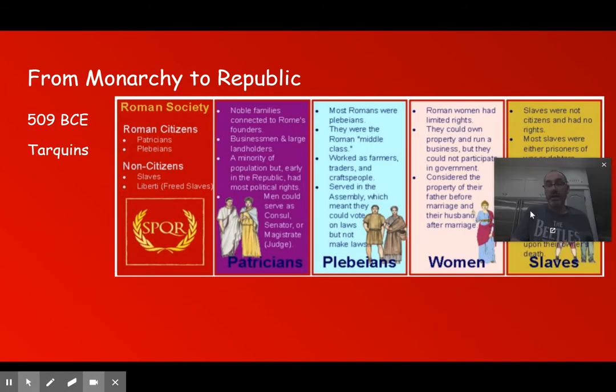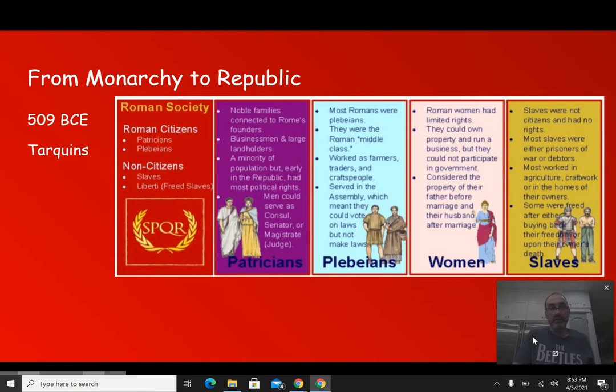Now, I want to look at Roman society real fast. Okay, Roman society, you have two main groups who are citizens. You have the plebeians and the patricians. The patricians are the nobles. These are the wealthy families. These are the people that are connected to Rome's founders. They own businesses, they're large landowners, they have all the wealth or most of the wealth. But they are really much the minority of the population.